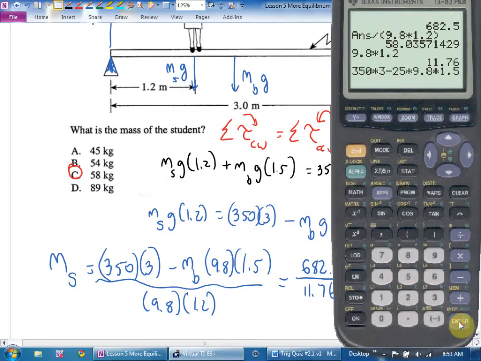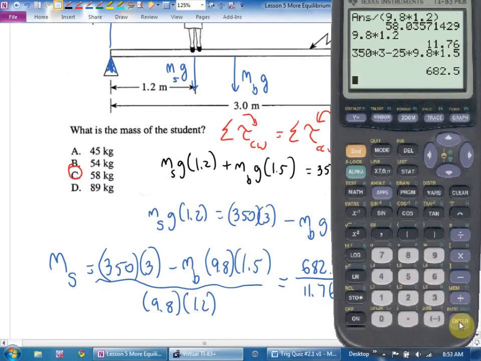So I did that here. I did the top line, got 682, and then I divided by 9.8 times 1.2. 58? Yeah. Okay. If I was in a rush, I probably would have crossed out D anyways, because 89 kilograms, that's a pretty heavy student. That's a football player weight.